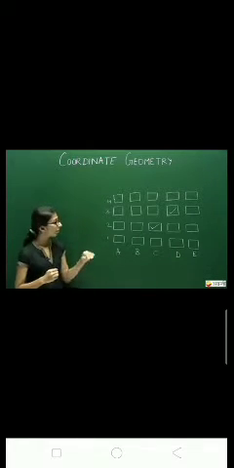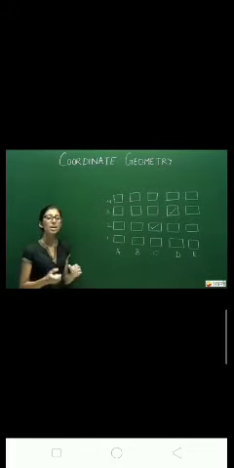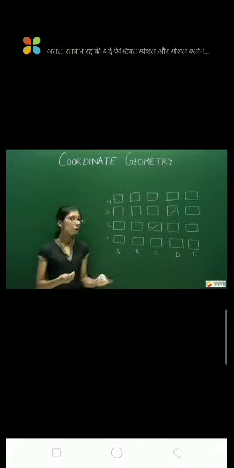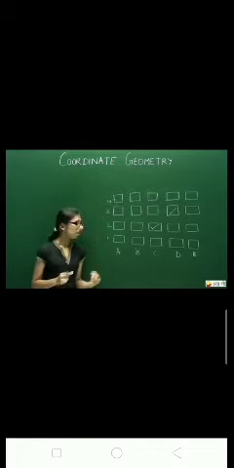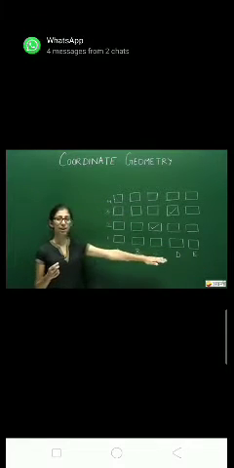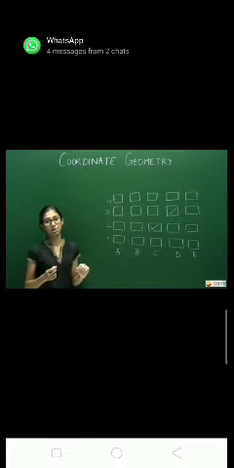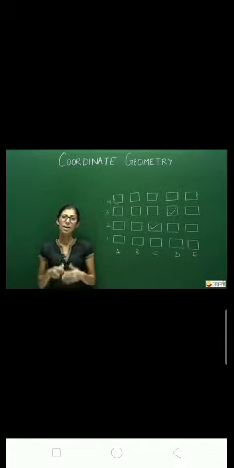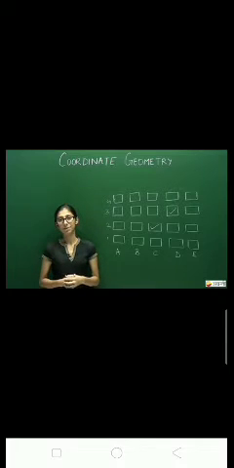In coordinate geometry, we denote both these directions by numbers and not letters like I have written over here. Why? Because when we use letters, we can only use letters up to a limited number. However, if we denote this direction also by numbers, then we can go up to infinity in this direction also and in this direction also. Now that we have understood the system of coordinate geometry, let us learn some definitions.